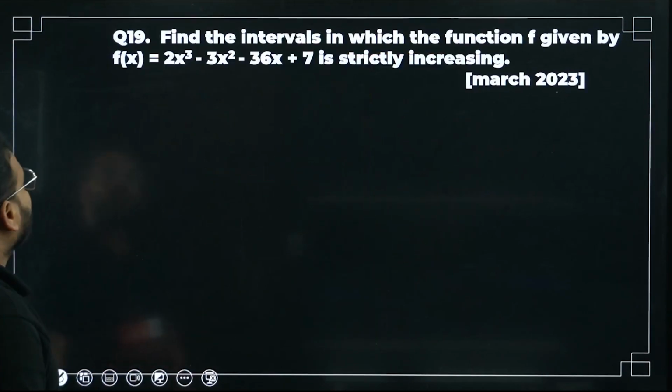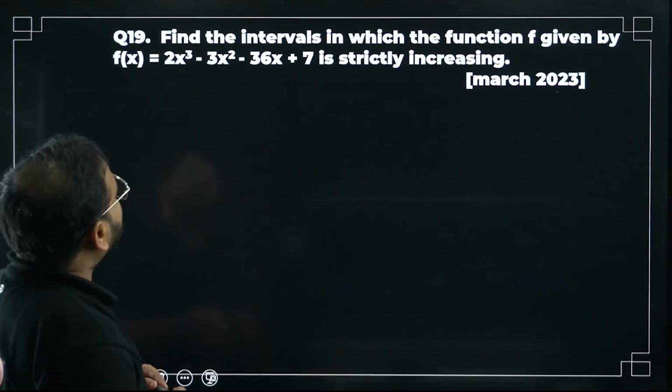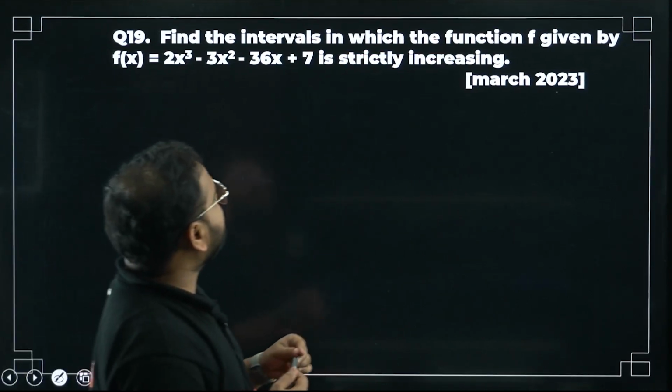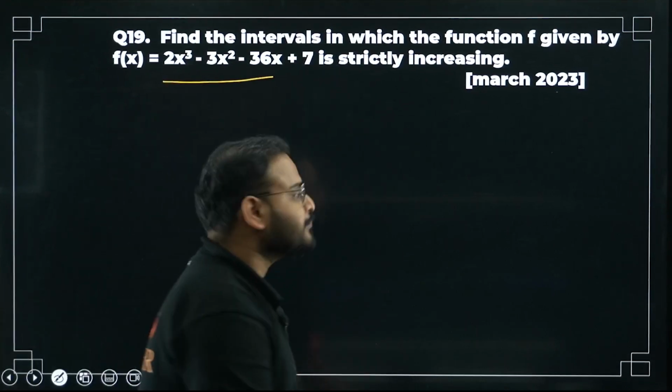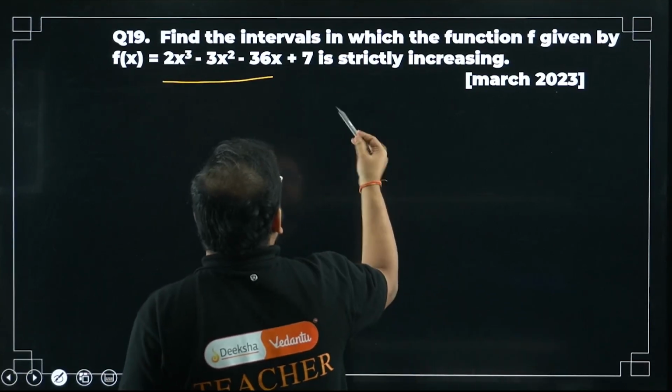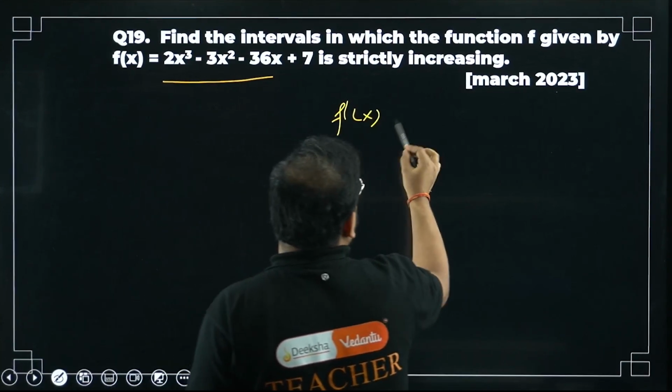Question number 18 is done. Question number 19, a simple question. Find the intervals in which the function f, given by this, is strictly increasing. Let's take this. First we have to find what? The derivative.